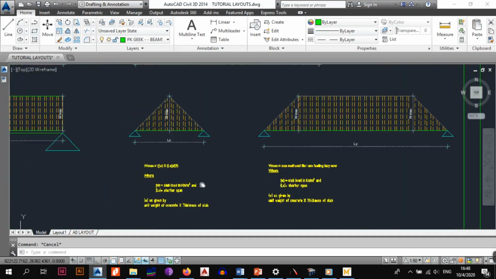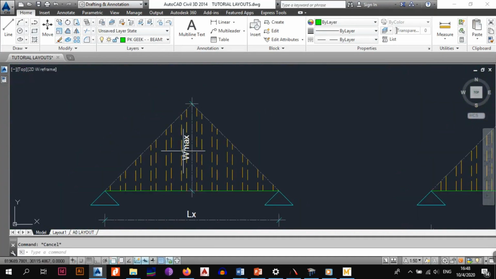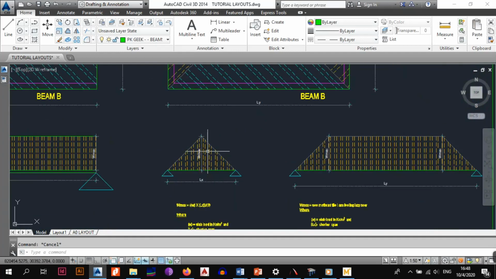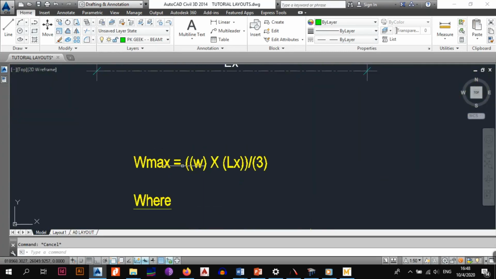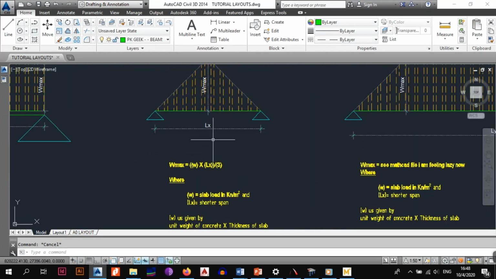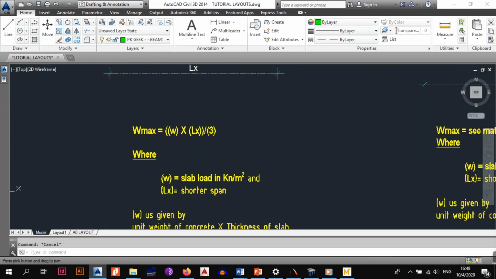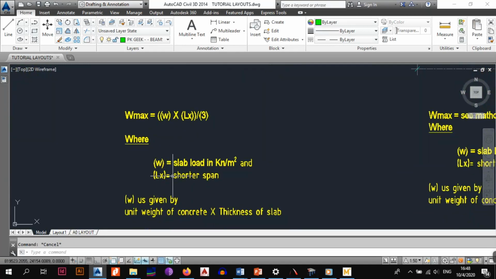So when you come down now, the most important thing, obviously, is to find what you need to come up with your moment and shear force diagrams, or the moments and shear which are happening in your beam, because that is what beam design is all about. You need to find the shear and the moment, then reinforce your beam for that shear and moment that is going to your beams. So now what happens is W max, in our case, is given by this formula, which you can see, where W is equal to slab load and Lx is always the shorter side.